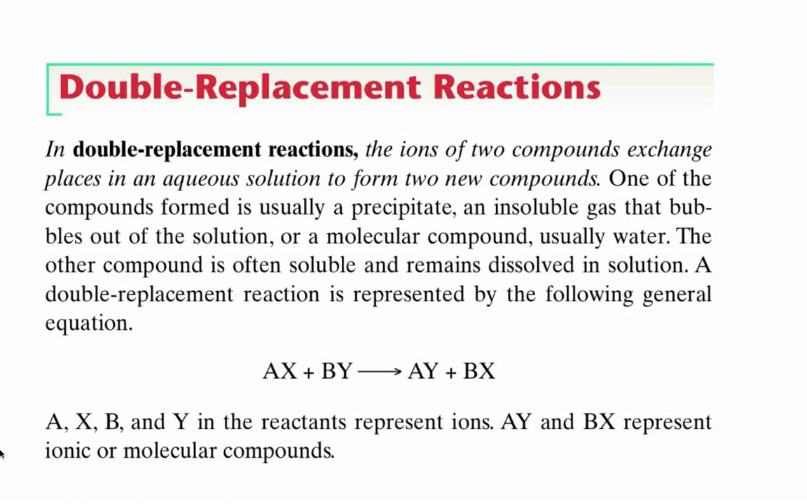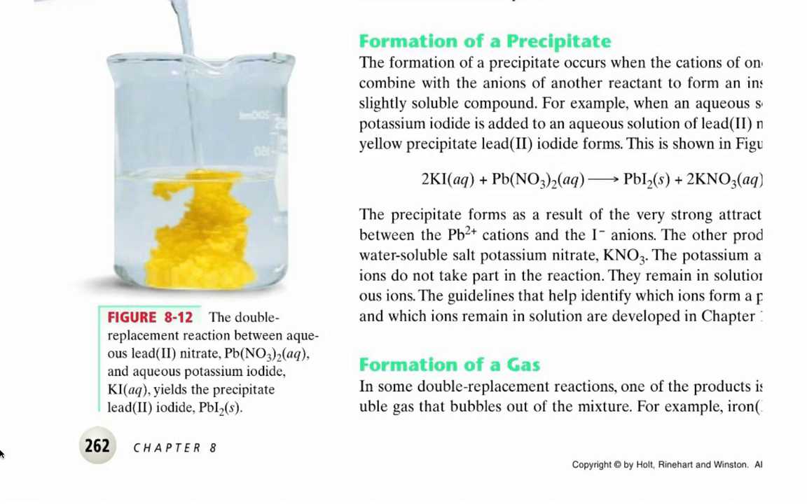Now, double replacement reactions. In double replacement reactions, they really switch spots. So in this generic example, you have AX and BY, and A and B really just swap spots. So A is bonded to Y, B is bonded to X. When we see this type of reaction, it is often a precipitate reaction.